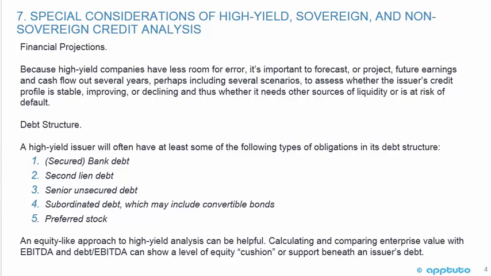Next, we'll look at debt structure. A high-yield issuer will often have at least some of the following types of obligations in its debt structure. 1, secured bank debt. 2, second lien debt. 3, senior unsecured debt. 4, subordinated debt, which may include convertible bonds. And finally, 5, preferred stock. An equity-like approach to high-yield analysis can be helpful. Calculating and comparing enterprise value with EBITDA and debt to EBITDA can show a level of equity cushion or support beneath an issuer's debt.